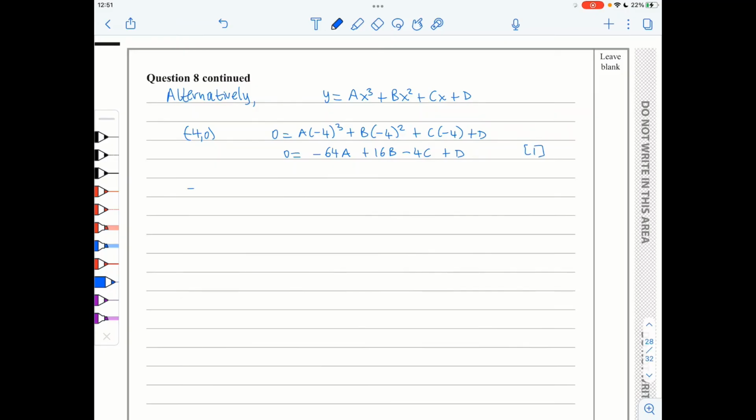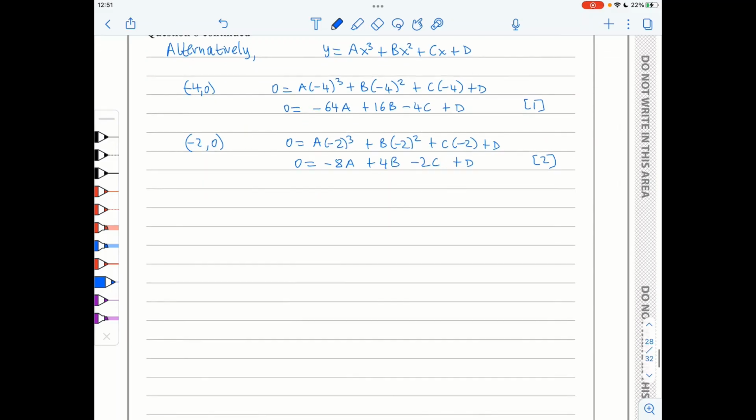So this gives me 0 is -64a plus 16b minus 4c plus d, and I will label this equation 1. What else do we know? We know that we pass through (-2, 0). So 0 is a times -2 cubed plus b times -2 squared plus c times -2 plus d, which means 0 is -8a plus 4b minus 2c plus d, and I will label this equation 2.